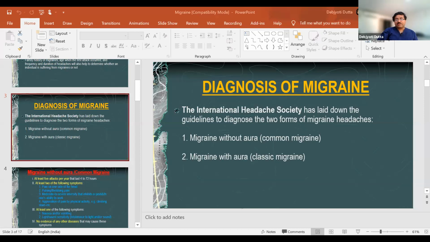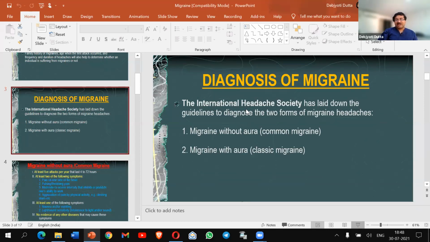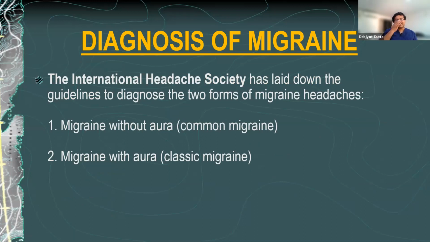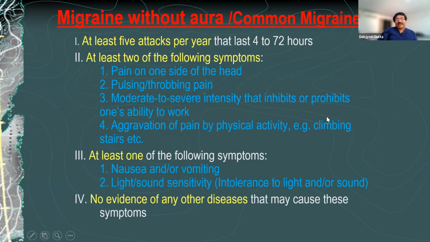Okay, so I'm going directly to the diagnosis, because the initial part I have discussed with the general class of headache. According to the International Headache Society, they have laid down the guidelines. First are the two types. One is migraine without aura, that is the common migraine, and migraine with aura, that is the classic migraine. I have already told this.